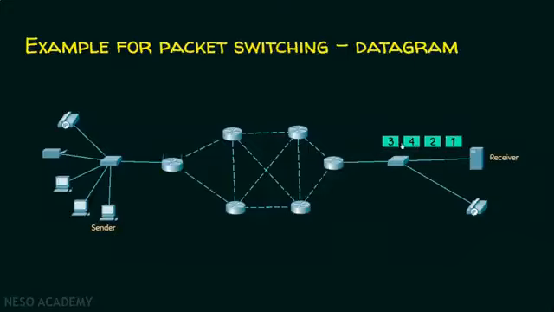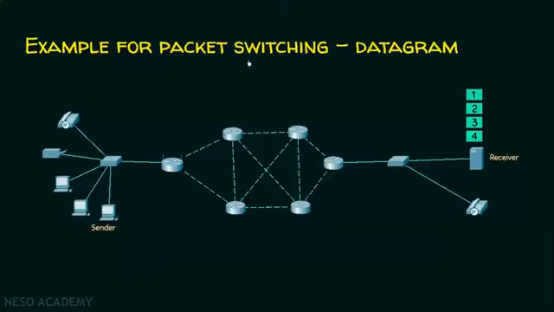1, 2, 4 and 3 is the order of the datagrams that are received. But the receiver knows how to reorder this because each datagram has a sequence number. So these sequence numbers will help the reordering process easily. Now the reordering is done by the receiver and it constructs the original message as it was sent by the sender. So this is an example of packet switching and the datagram approach.